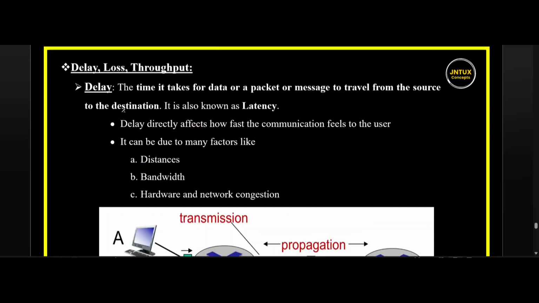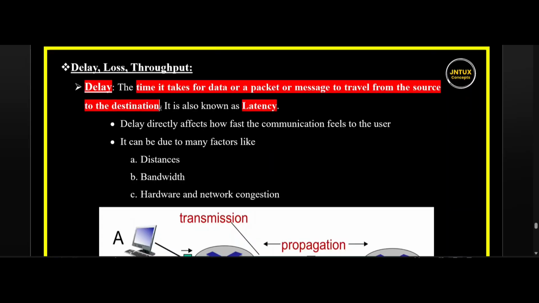So let's start with the delay. What is meant by delay in computer networks? Delay is the time it takes for data, a packet or a message to travel from the source to the destination. It is also known as latency. We are very familiar with the word latency, right? In simple terms, it's just the time it takes for a message to reach the destination from the source. Delay directly affects how fast the communication feels to the user. So delay or latency plays a key role in the communication process.